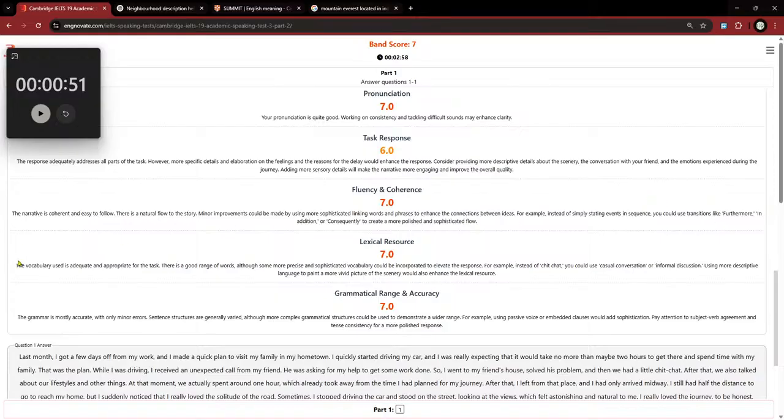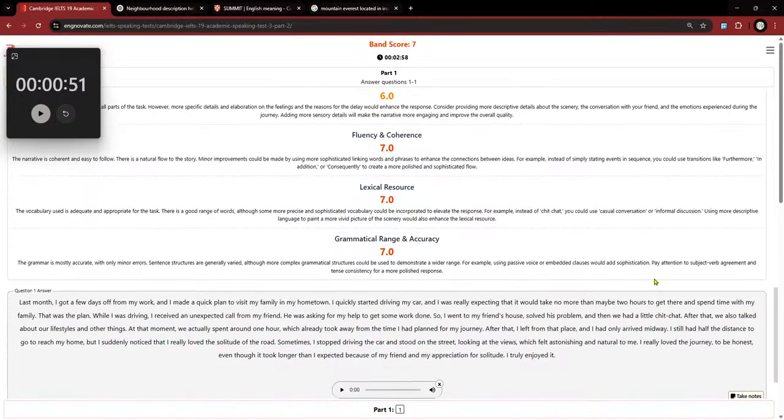Or furthermore. Vocabulary used adequately, good, although some of the phrases were inappropriate. For example, instead of chit chat, we could use the word casual conversation, informal discussion. Casual conversation makes sense.